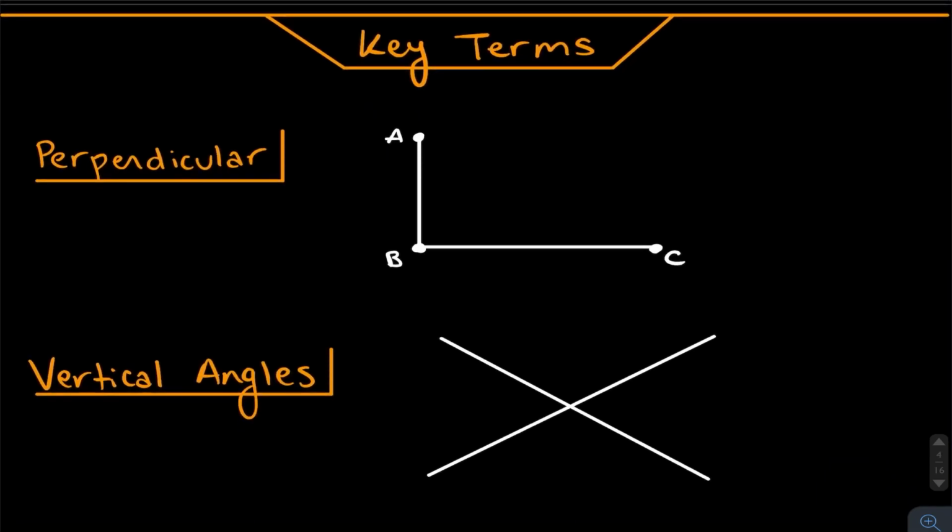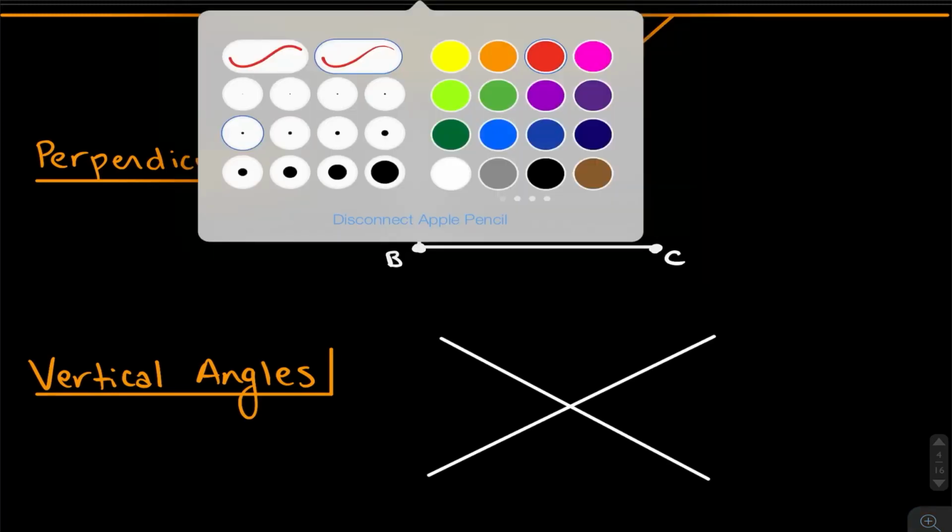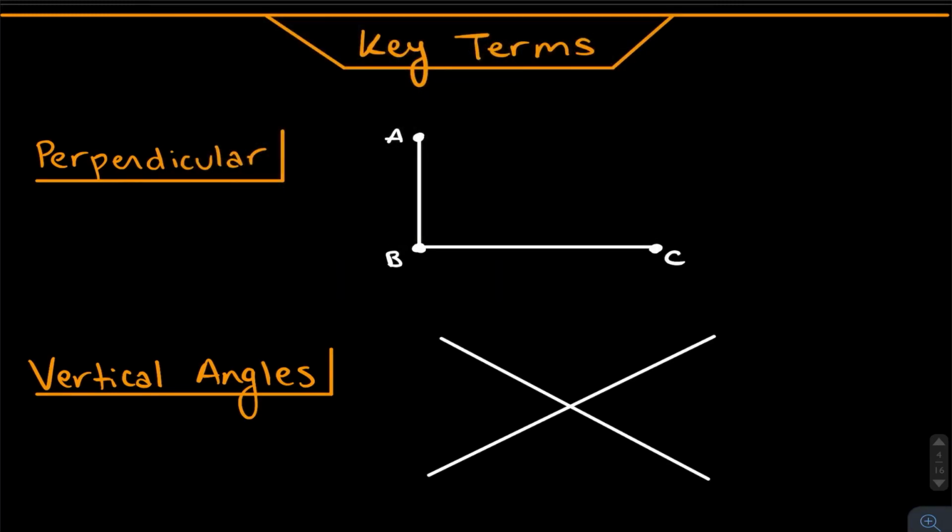Now we're going to move on to the orange section on key terms. So now let's talk about different things like perpendicular lines, vertical angles, reflexive property, all that different stuff. We'll start off easy with what perpendicular lines are. If we say that segment AB is perpendicular to segment BC, what we're saying is that they form a right angle. And remember, a right angle is just 90 degrees.